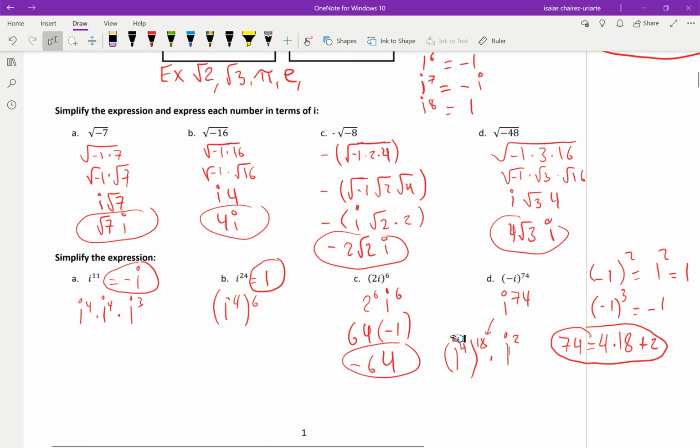But now I know that i to the 4th, that's just 1. So this is like saying 1 to the 18th power. Well, that's just going to be 1 times i squared. Well, that's 1 times negative 1. So this whole thing just becomes negative 1.